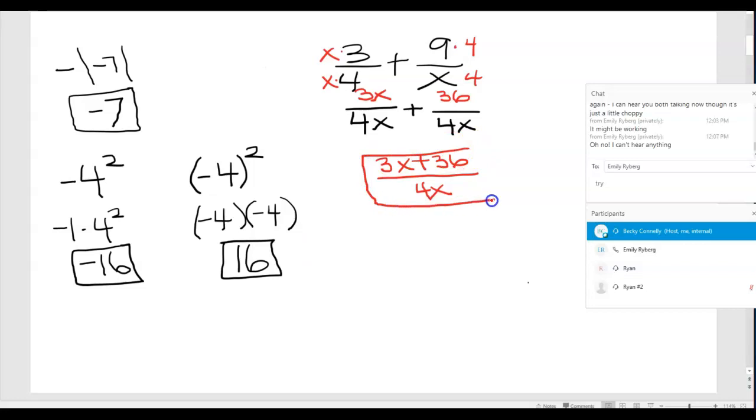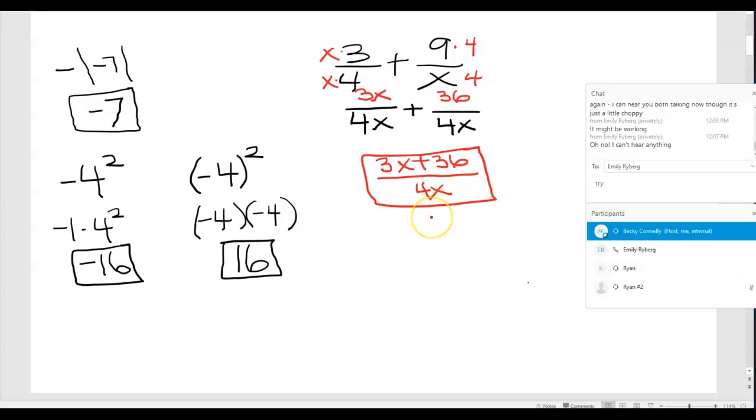And I know it looks really weird, and a lot of times people try to reduce things down from there, but you can't, because you can only divide things out when everything's all connected by multiplication. So since it has an addition sign, we can't do that. So that's all done. Does that make sense? Okay.